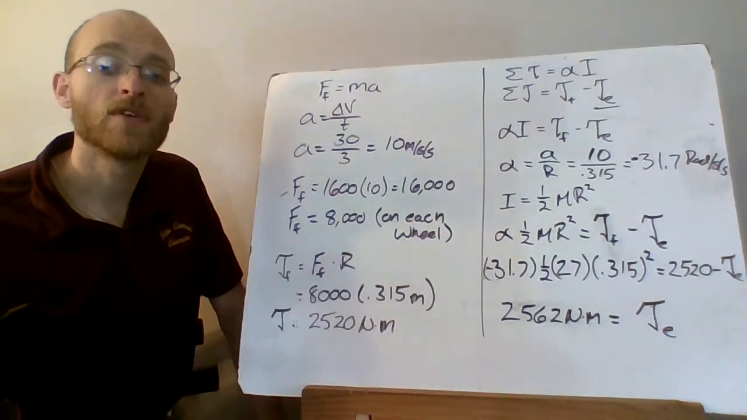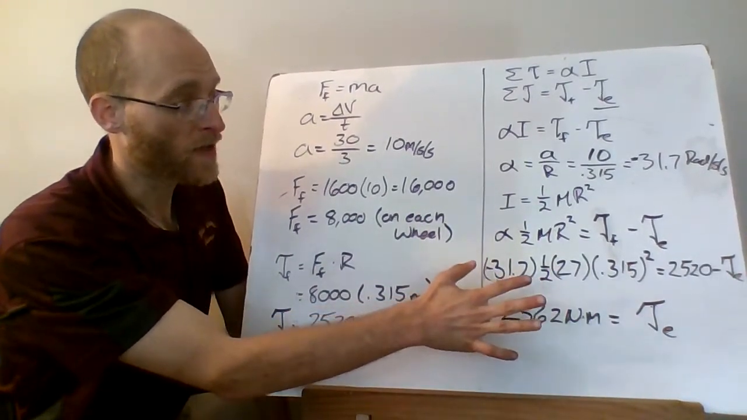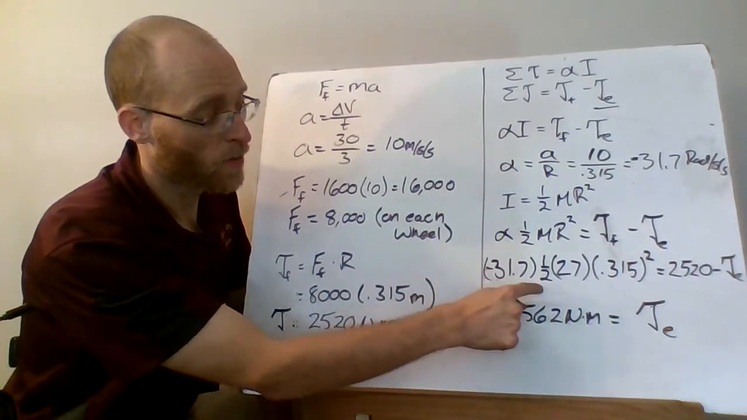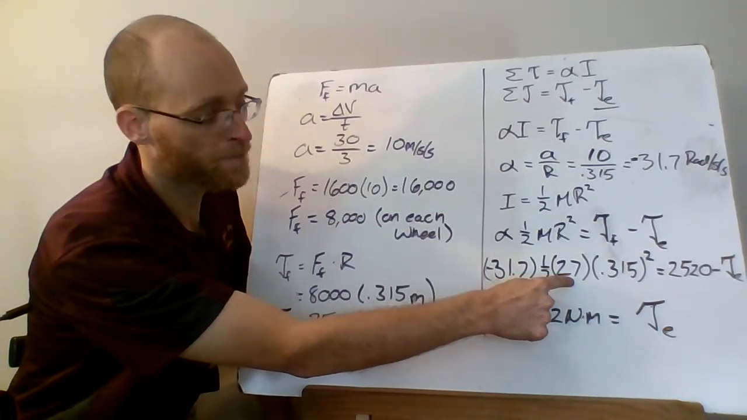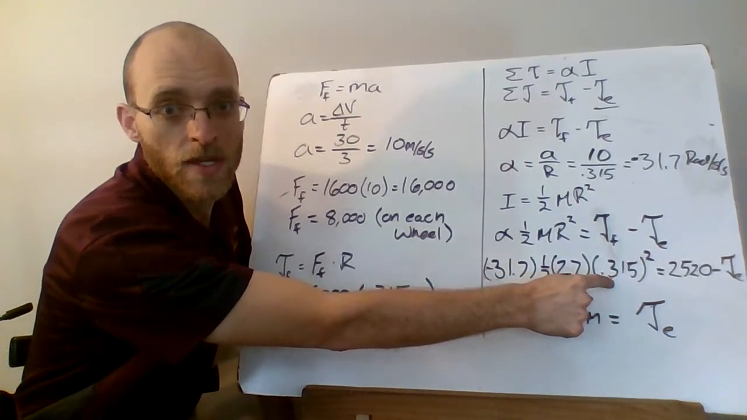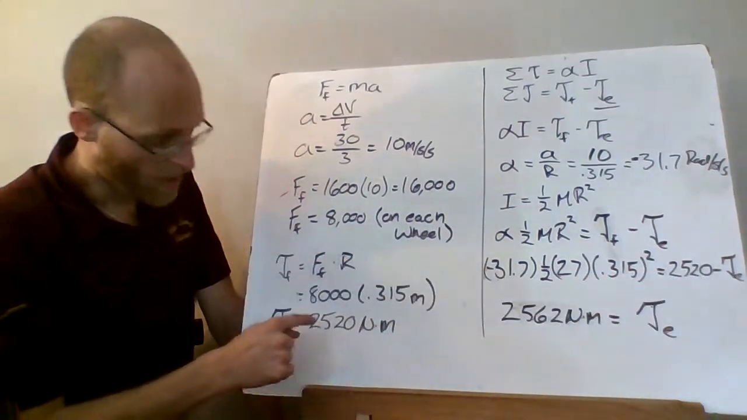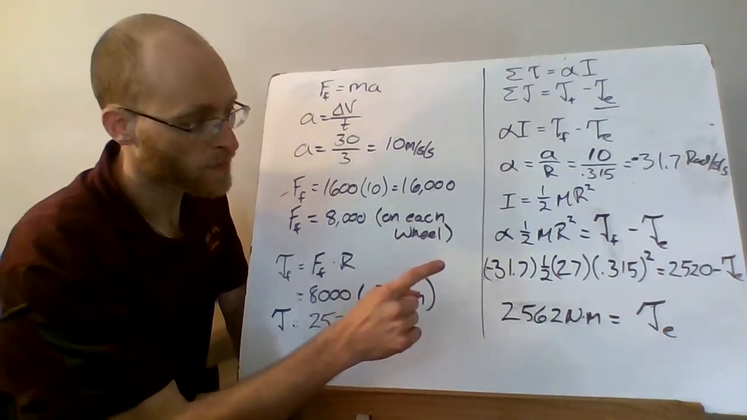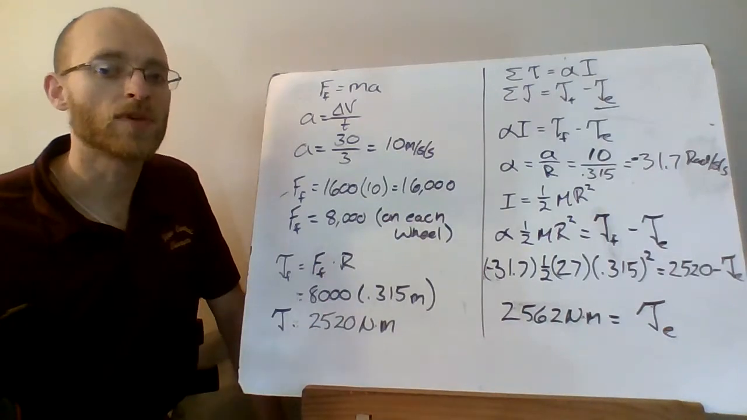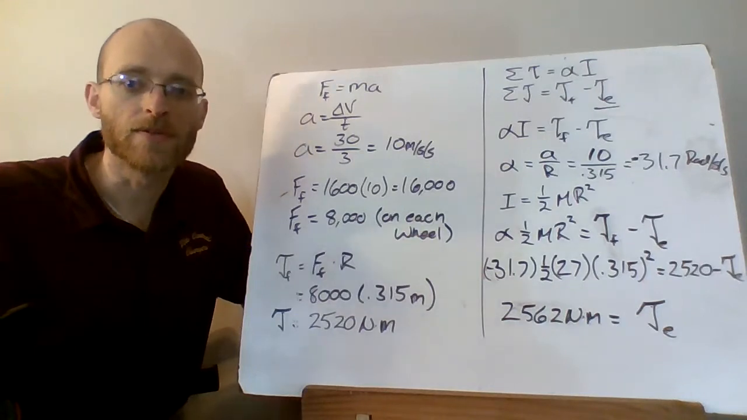Now I have some of those numbers already, so here it is plugged in, everything that I know. So my angular acceleration in for alpha, negative 31.7, 1/2. I know the mass is 27. I know the radius is 0.315. Once again, we're in meters. And then there's the 2520 that I got from over here. And so I get that the torque applied to each of the rear wheels is 2,562 Newton meters.